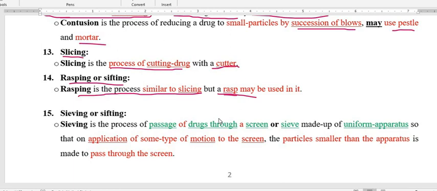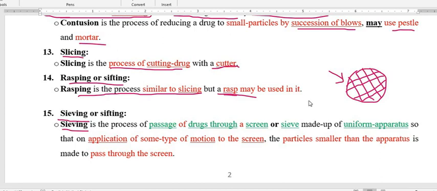Next is sieving or sifting. I think we have already gone through this very common term, sieving. Sieving means we are separating things by passing them through a sieve. What is a sieve? Take an iron screen, and the holes present in it are what we call the sieve. So sieving is a process in which we get the drug of uniform size by passing it through the sieve.